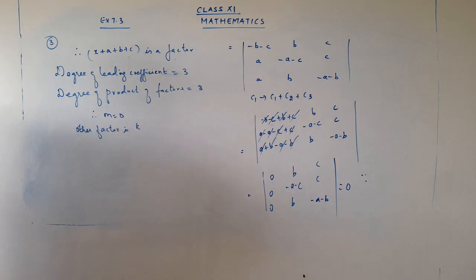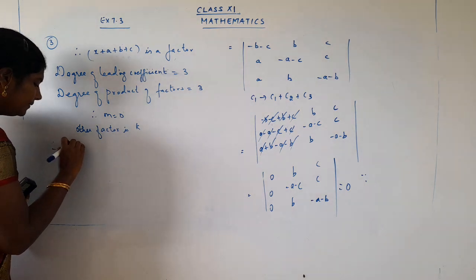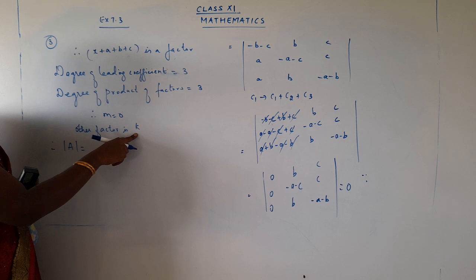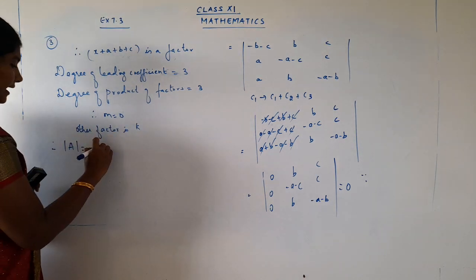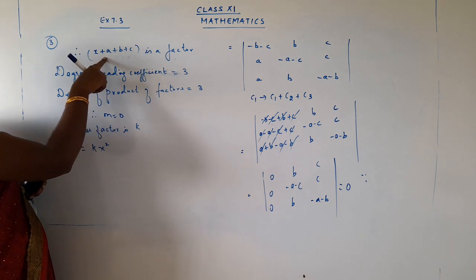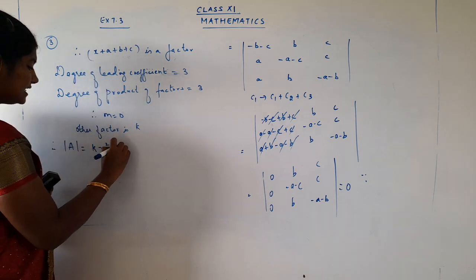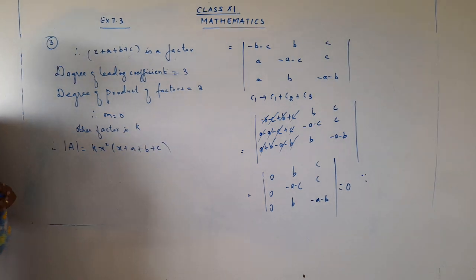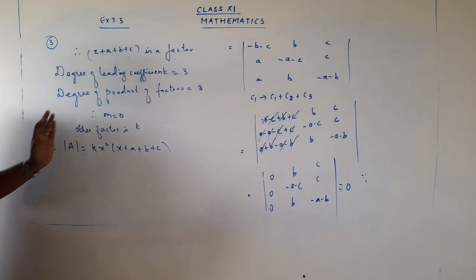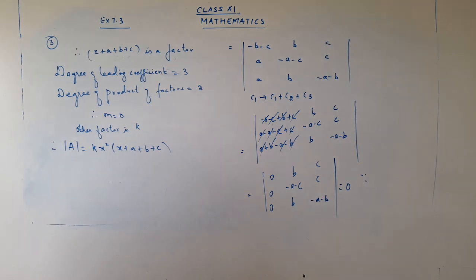Okay, so how do I write down the step now? I write, therefore, determinant of A is equal to... What is the factor we have found here? k. What is the first factor? x square. And the second one you have found? x plus a plus b plus c. So this is what I will get, and I have to get the value for k and solve it further. So now determinant of A is equal to k x square (x plus a plus b plus c).